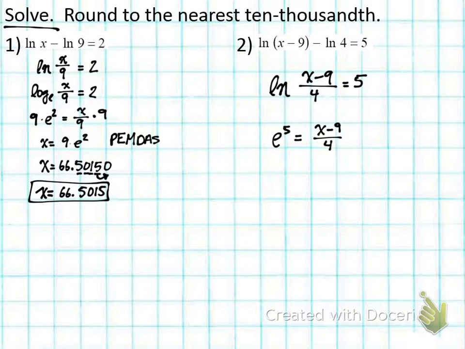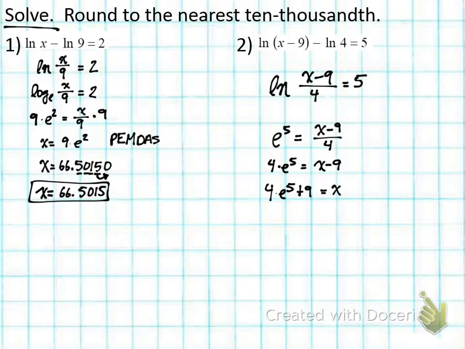Then I need to solve for x, so I'm going to multiply both sides by 4. So it's going to be 4 times e to the 5th is equal to x minus 9. Then we're going to add 9 to both sides. We've got 4 times e to the 5th plus 9 is equal to x.